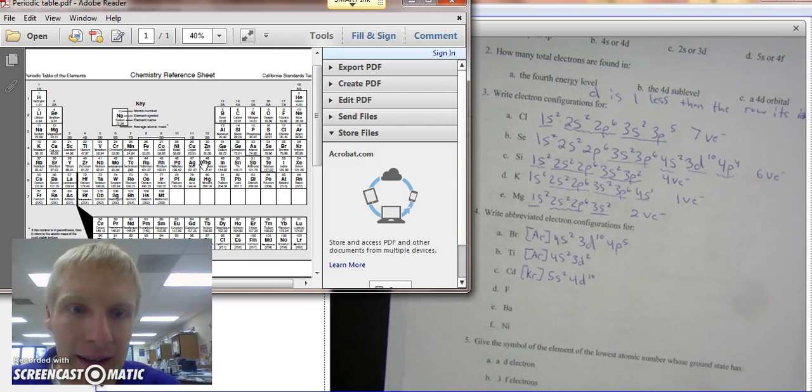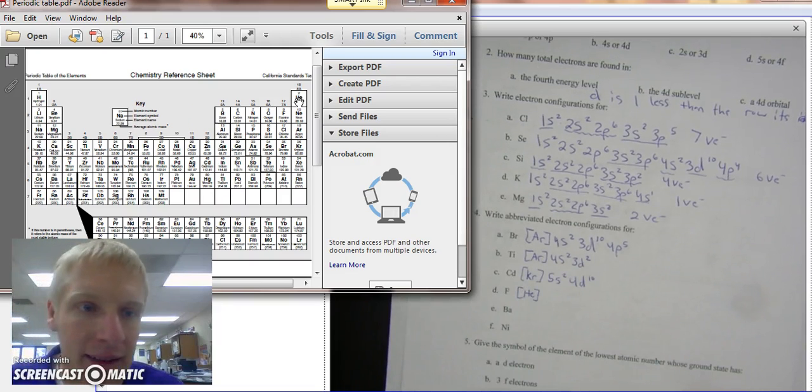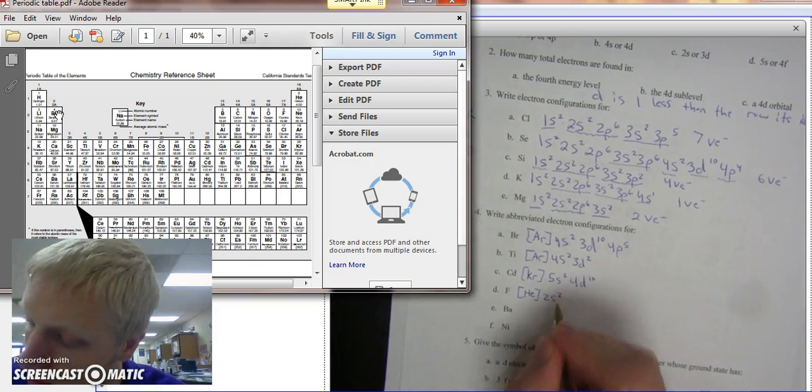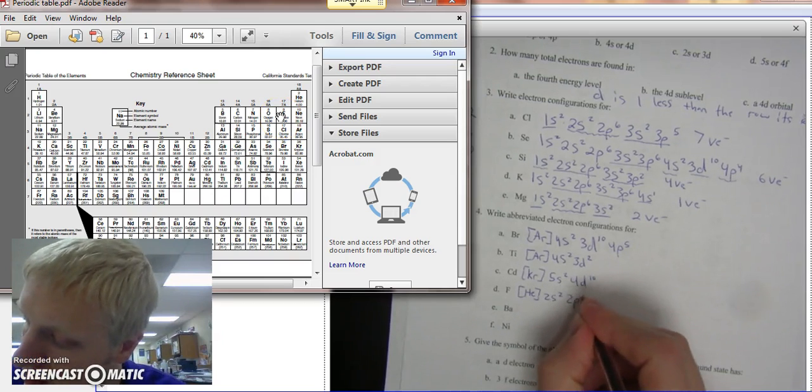Alright, then we have fluorine. Fluorine right here. The noble gas helium comes right before it. And it's helium, second row, 2s2, 2p: 1, 2, 3, 4, 5, 2p5.